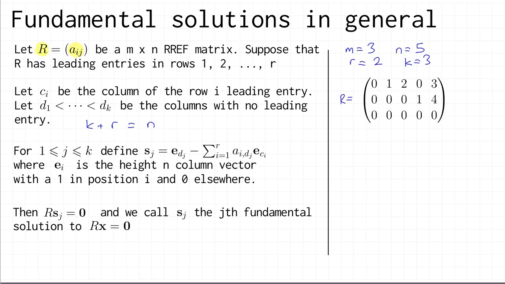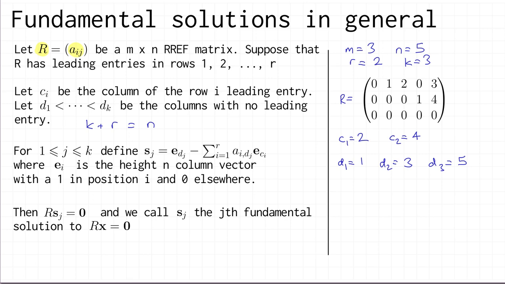So the column c_i is supposed to be the column of the row i leading entry. So the leading entry in row 1 is in column 2, so here we have that c_1 is equal to 2, and the leading entry in row 2 is in column 4, so c_2 is equal to 4. And the columns which don't have a leading entry, you can see here that d_1 is equal to 1, that's the first column with no leading entry, d_2 is equal to 3, because the next column with no leading entry is column 3, and the last column with no leading entry is column number 5. Okay, so that's what's going on in our specific example here.